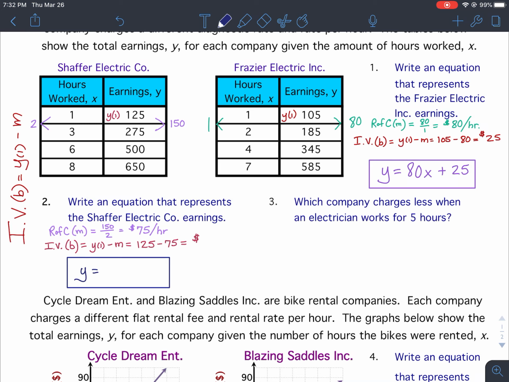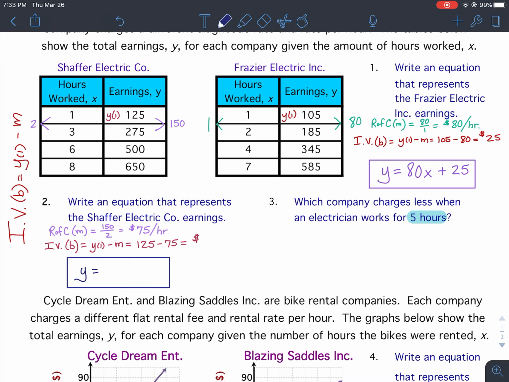So what you want to do is take your equations that you just solved for. We've got this equation that we did together up here for number 1, and then you just solved for an equation here in number 2. You're going to take those equations and use them to find how much they charge for 5 hours. Remember, the x value represents the number of hours. So we're going to take 5 hours and plug it in for the x.